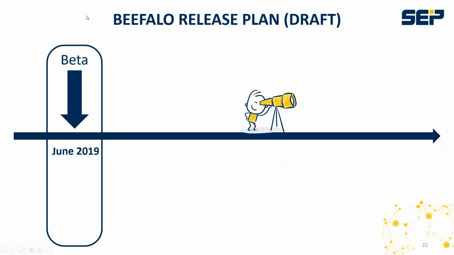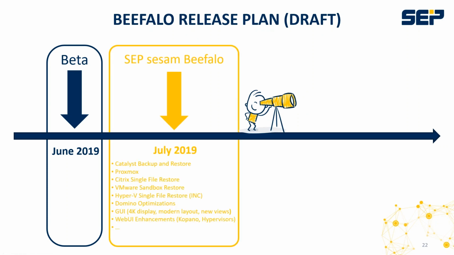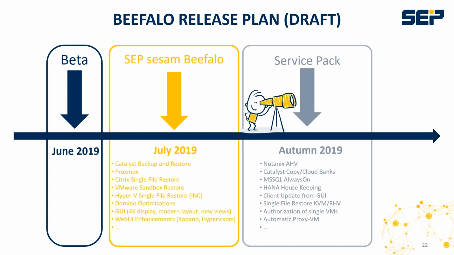Just to give you a little overview of our Beefalo release plan, what's coming next. It's not completely committed now, but it's a very valuable draft so that you can see what we plan to release in next steps. And this is the functionality we have already talked about. Then later this year, maybe end of Q3, we will provide a service pack with some additional functionality. So we are currently implementing the Nutanix AHV support to have the 8th hypervisor.